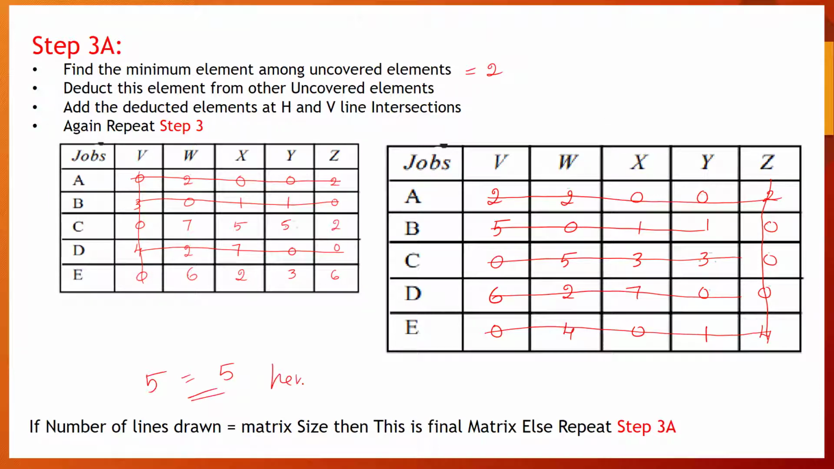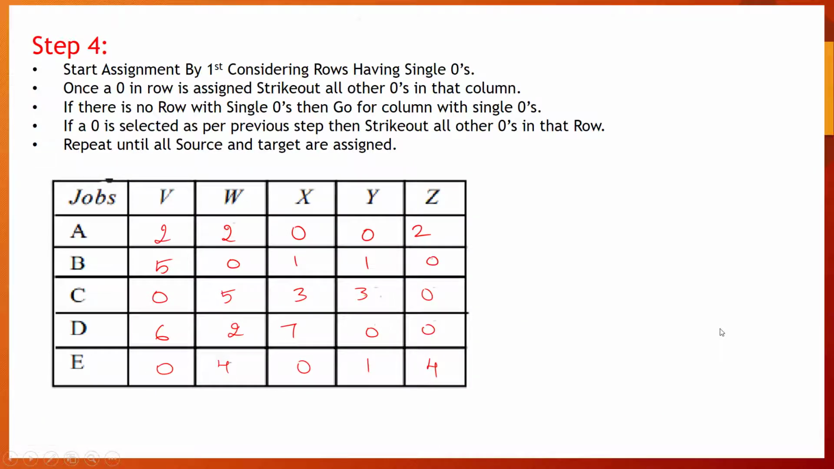Hence we can proceed to step 4. Now we have the final assignment. So we are in the step 4. In the step 4, start assignment by first considering the rows having single zeros. So if we see here, we don't have any row which has a single zero. So we'll just go for the column.